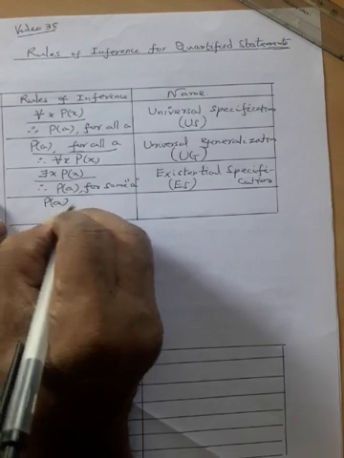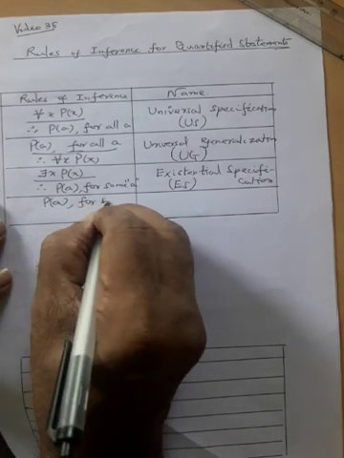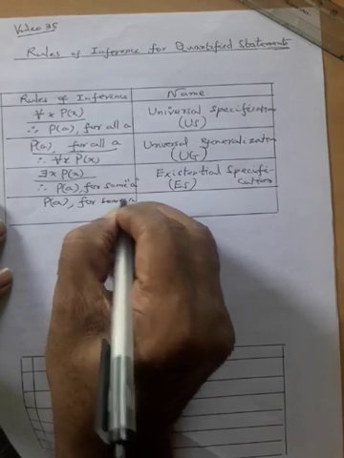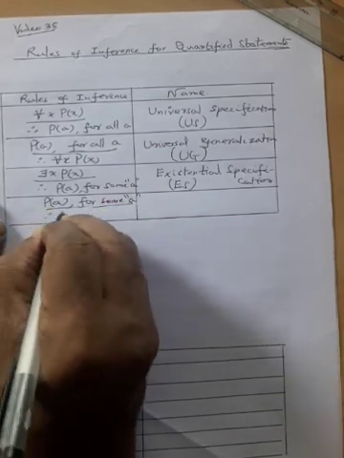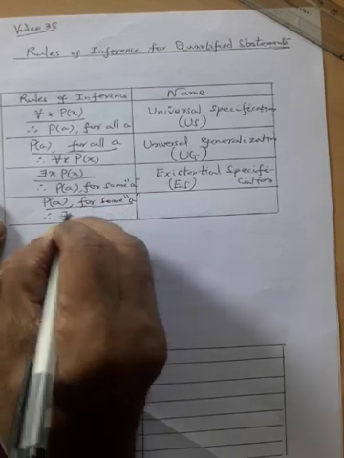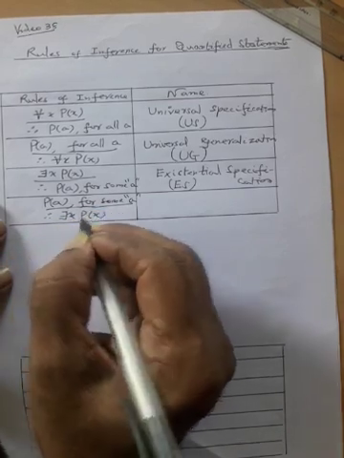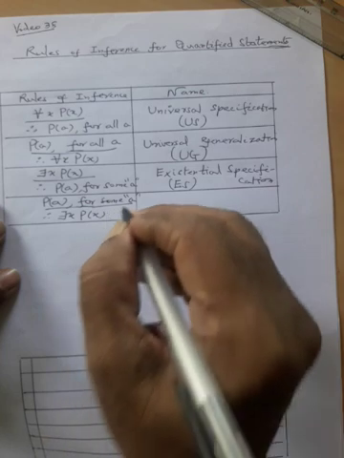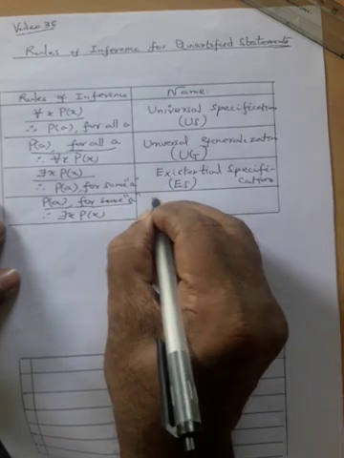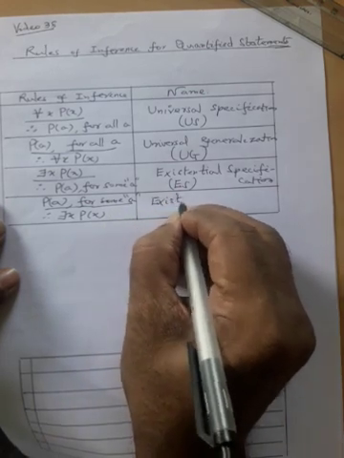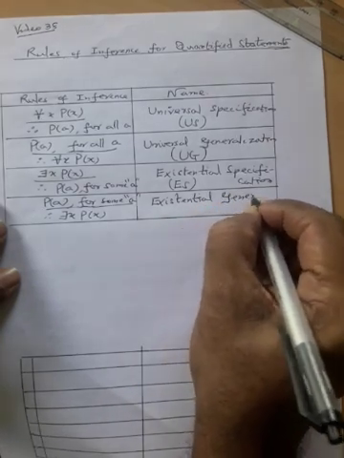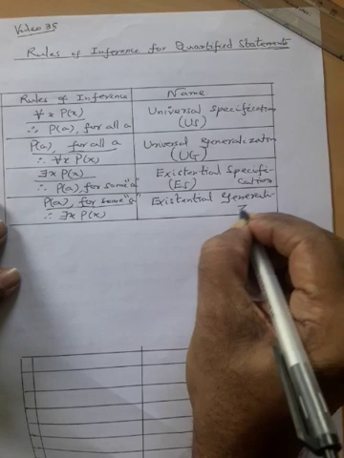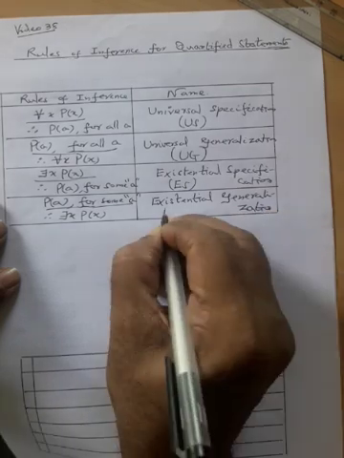Conversely, if we have P of a for some a, our conclusion is, therefore, there exists x P of x, from a particular element to a general element. So this is called existential generalization, EG.